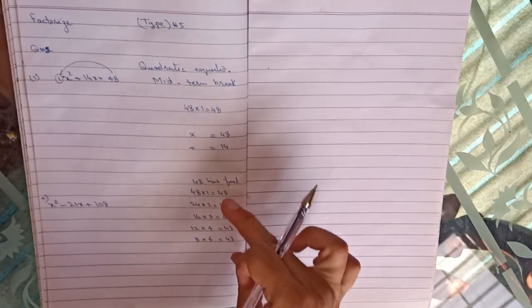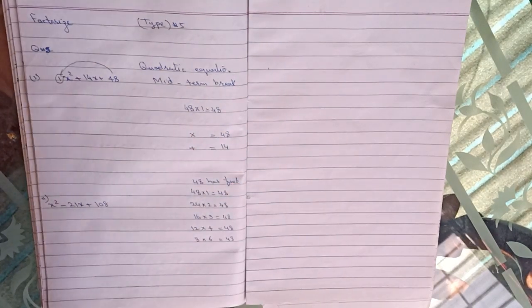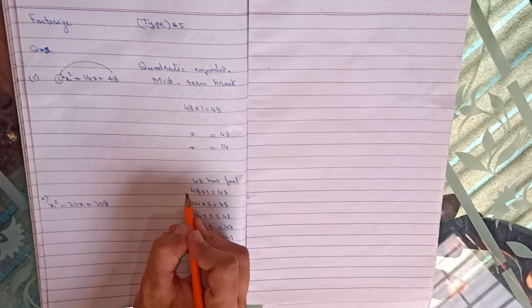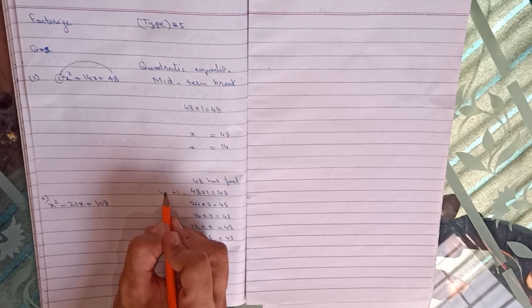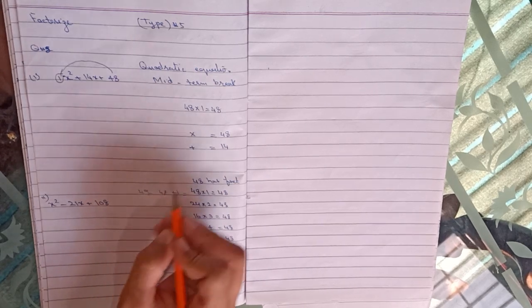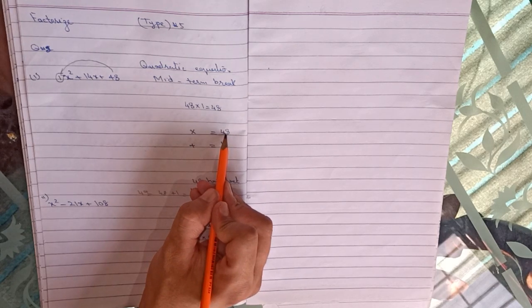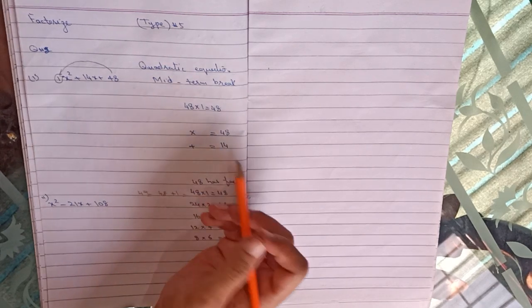It means from the factors of 48, we need to select any two numbers. When we multiply those numbers, the answer would be 48. But if we add the same numbers, or subtract according to the given operation, our answer should be 14. Now see this, 48 multiplied by 1 is 48, but if we add 1 plus 48, the result is 49. But we need two numbers multiplying with each other to give 48, and whose sum is 14, so we need to select those numbers.